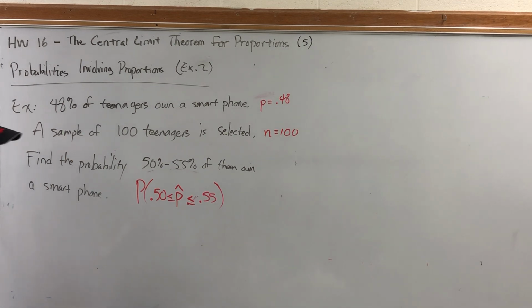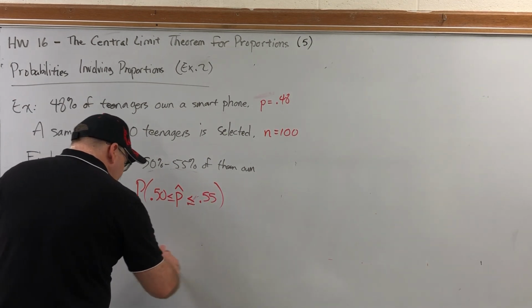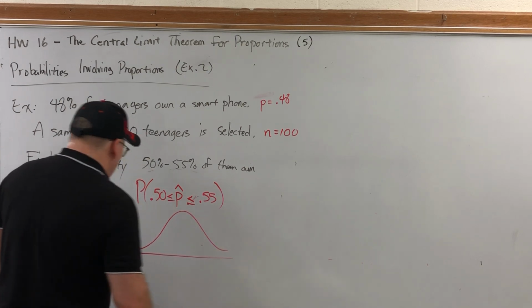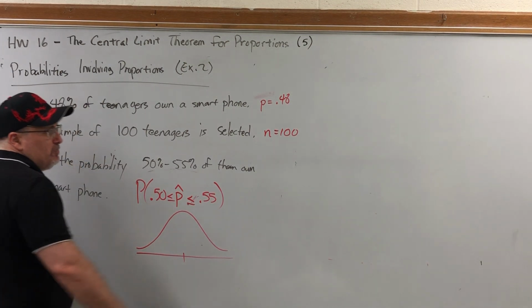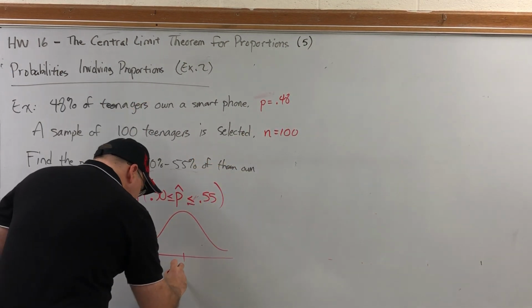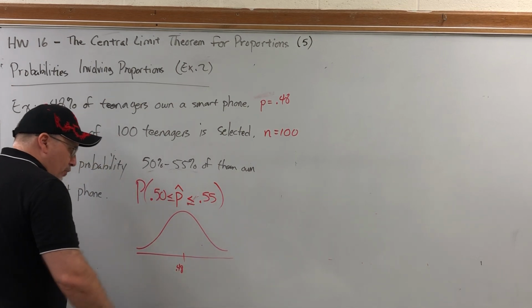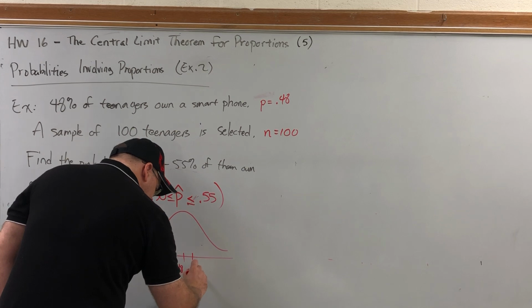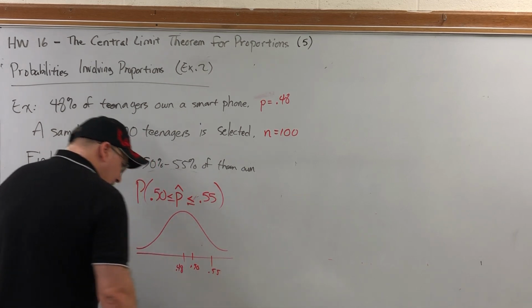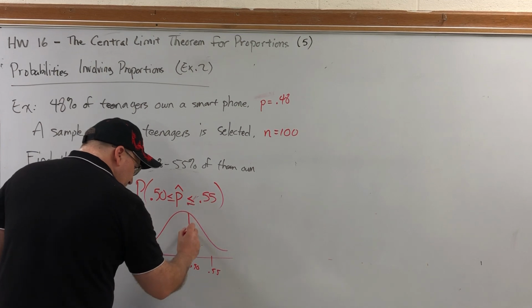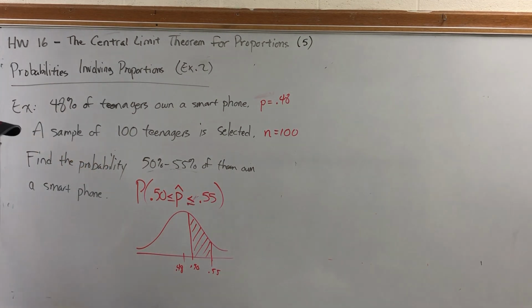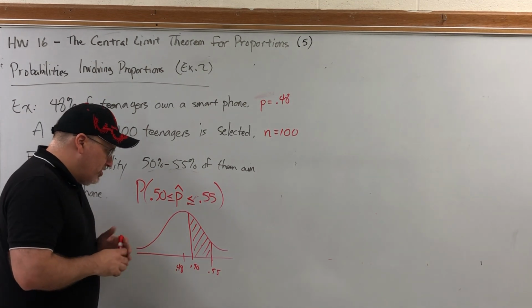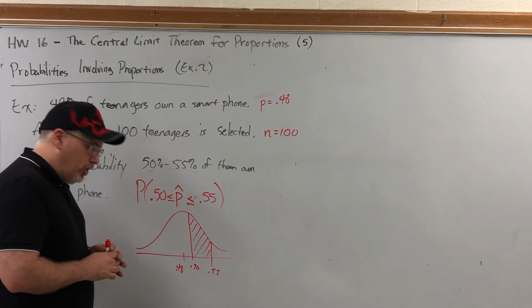So let's map out our plan of attack. If we were to sketch the bell curve for the p hats, assuming that they're normally distributed, and we'll check that in a moment, then the middle would be the average of all the p hats, which by definition is p. So 0.48 would be here. Both 0.50 and 0.55 are to the right of that, somewhere. And so the probability that p hat is between those two values will equal the area shaded between those two values on that bell curve. So we need to figure out what the z version of this problem is, and then use the z-chart.